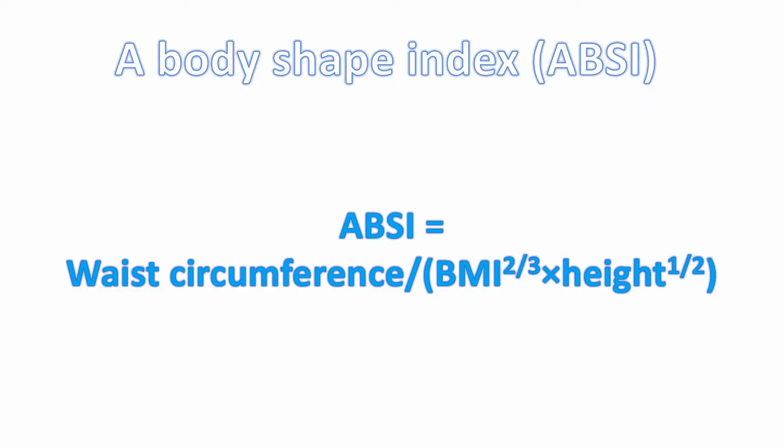A body shape index (ABSI) is a related measure which incorporates waist circumference, height and BMI. It is calculated as waist circumference divided by the product of BMI to the power of 2 by 3 and square root of height. Death rates have been shown to increase almost exponentially with above average baseline ABSI.